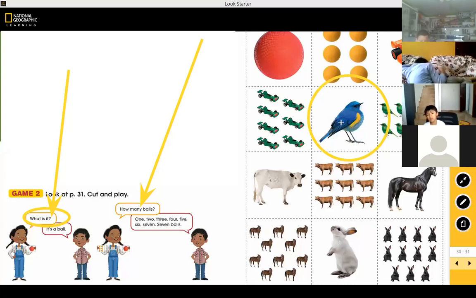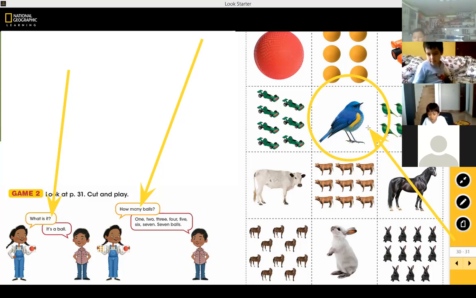Eso, what is it, Iram? A ver. What is it? Vamos, Iram, activar. What is it? What is it, Iram? It's a car, it's a ball, it's a bear. What is it?